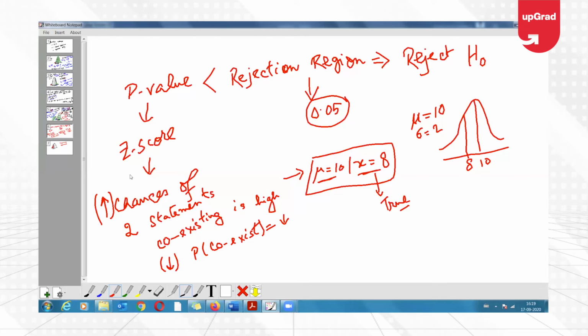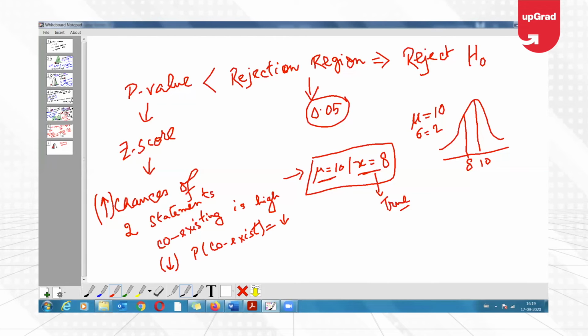Right? So if the z-score is high, meaning the two points are far apart, the p-value will be low because the rejection region will be low. So if the two points are far apart, the z-score will be high, the p-value will be low, the rejection region will be low, and we can reject the null hypothesis.